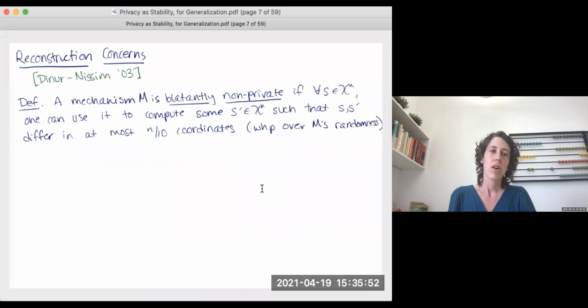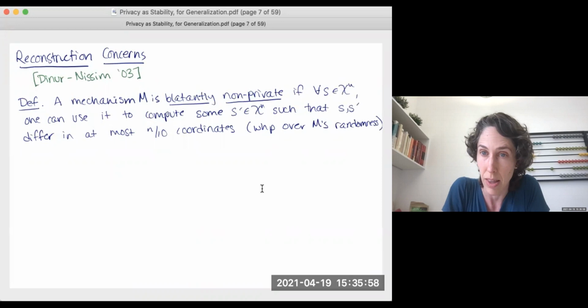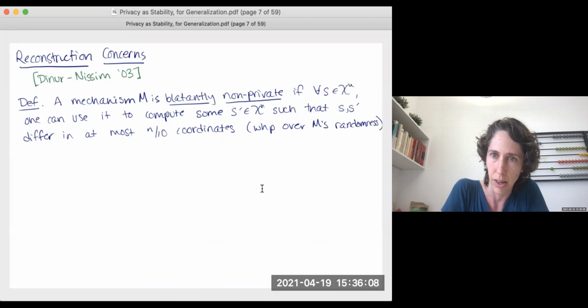The origins of this notion, differential privacy, that I'm about to get to in a couple of minutes, come from some work of Dwork and Nissim in 2003, where they gave us a number of really valuable insights into thinking about privacy, and not privacy, of analysis of a data set.